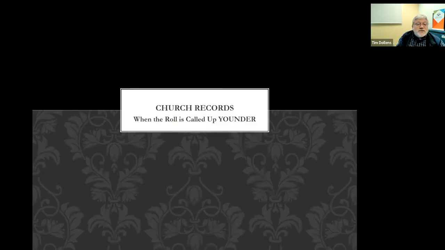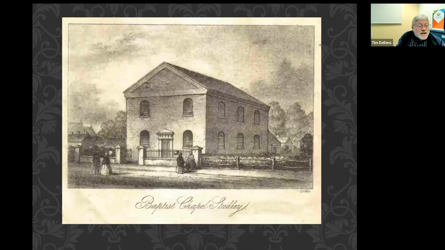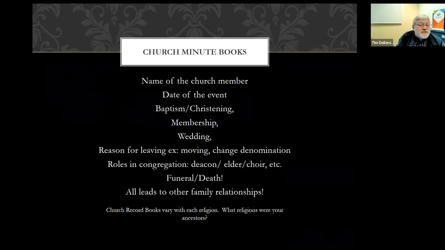All right, church records. When the roll is called up yonder, and we're getting close on time, just a typical church, that Baptist chapel from the mid-1850s. Dates of events, baptisms, christenings, memberships, weddings. So it's not just about the burial. Reasons for leaving. Did they move away, or who moved away and when? Did they change denomination? The roles in the congregation, were they a deacon? Were they an elder? Were they a choir member? What was their role in the church?